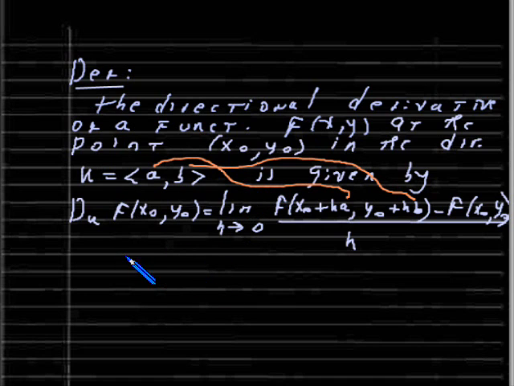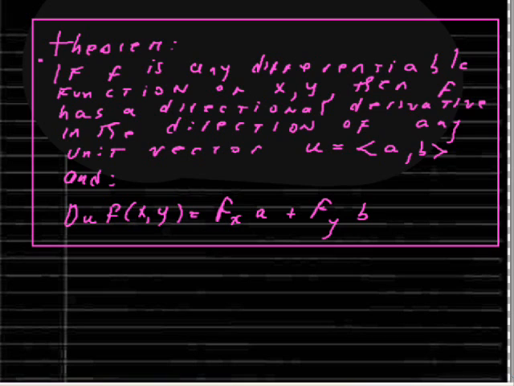And so this is the definition of the directional derivative, and the directional derivative measures the rate of change of the function f of x y at the point x naught, y naught in the direction of the vector u equals AB. Alright? So my objective is to prove a theorem which I am going to introduce now.